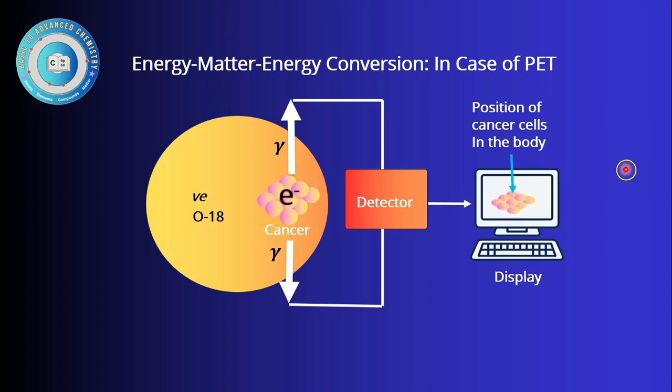So this is one way that tells us how energy is converted to matter. Which energy? The energy in fluorine-18 is converted to a positron. A positron is matter. Then this positron interacts with an electron in the human body to form energy in the form of gamma rays. This is an example that shows us how energy is converted to matter.